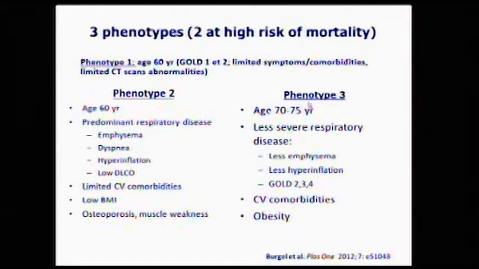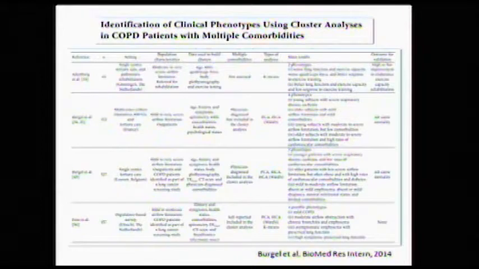And then at the opposite, the second group was 10 to 15 years older. It has less severe respiratory disease, less emphysema, less hyperinflation. GOLD stage was 2, 3, or 4, but 10 years later. And many cardiovascular comorbidities, and also obesity was highly prevalent. So these are very different groups of patients.